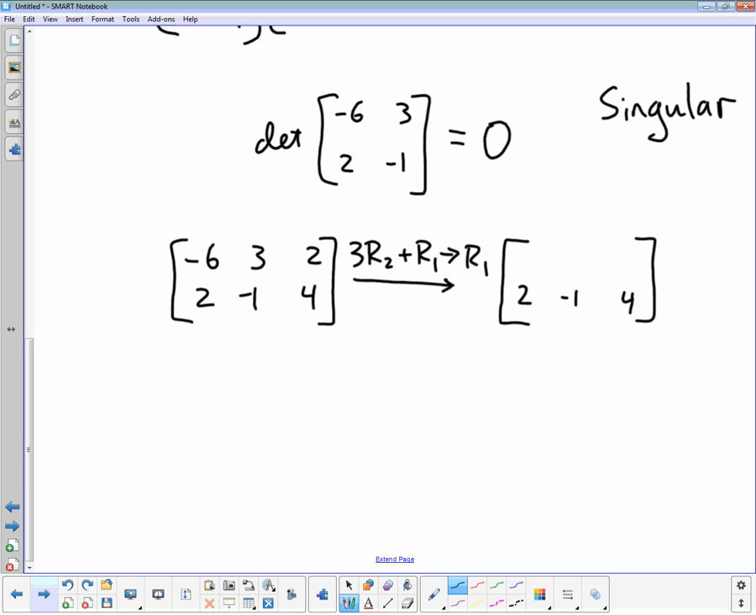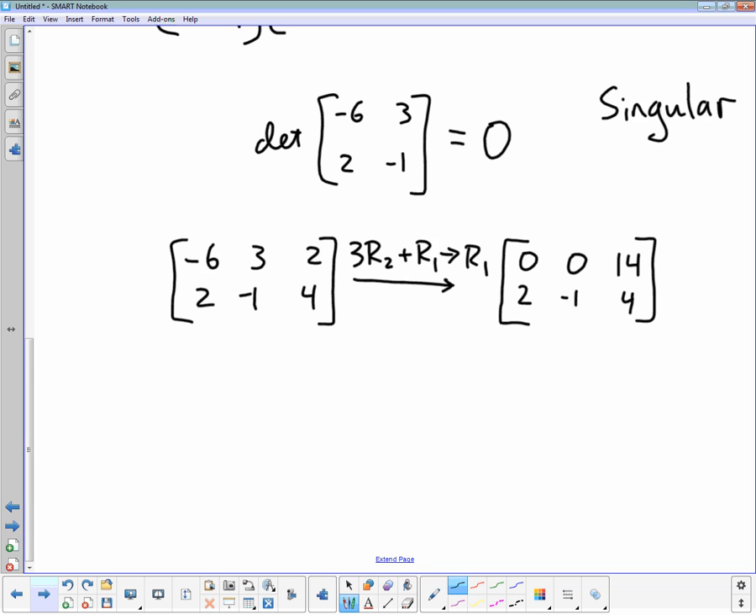So 3 times 2 is 6. Added to negative 6, you get 0. 3 times negative 1 times plus 3 is 0. 3 times 4 is 12, plus 2 is 14. Uh-oh. We have a problem. Does not fly, does it? No. This matrix does not have a solution.